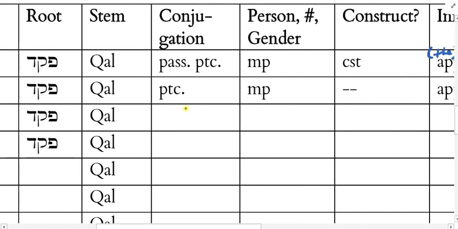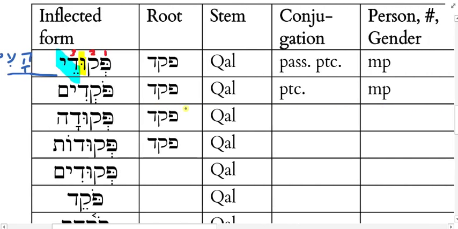Now, let's take a look at the second one. I have poqedim. Same three root letters. But now I've got a holem with root 1 here. What does that tell me?